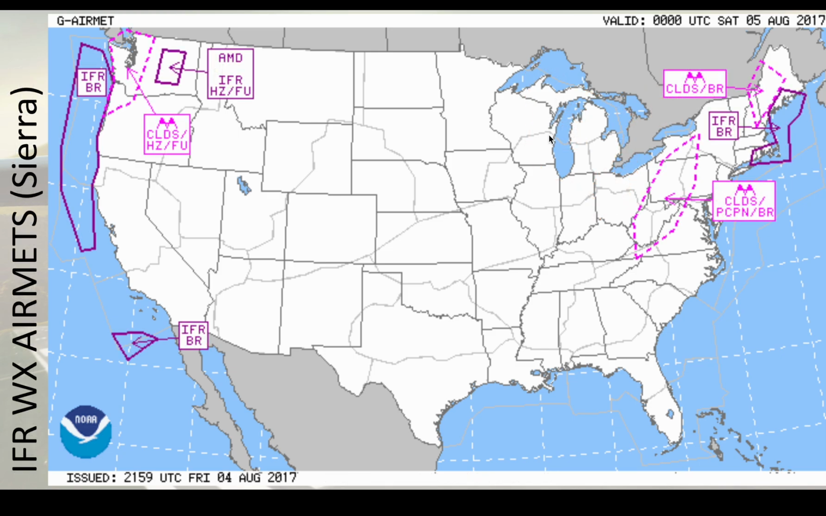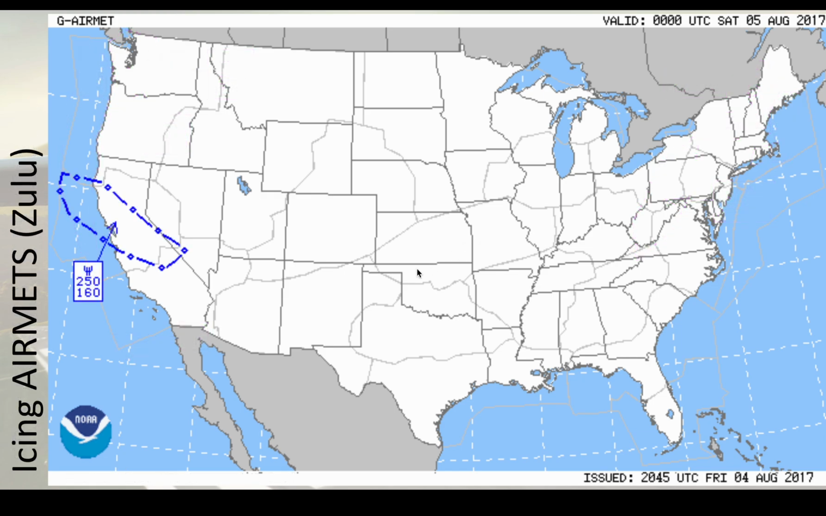Sierra, these are IFR things, so clouds and mist up here in Maine, over here in western Pennsylvania and West Virginia, clouds, precipitation, mist. So there's IFR through these regions. IFR out here over the ocean, IFR up here in Washington State. Looks clear in Utah on this particular one. Zulu, icing. So icing, 16,000, 25,000. These are for kind of moderate to severe icing.